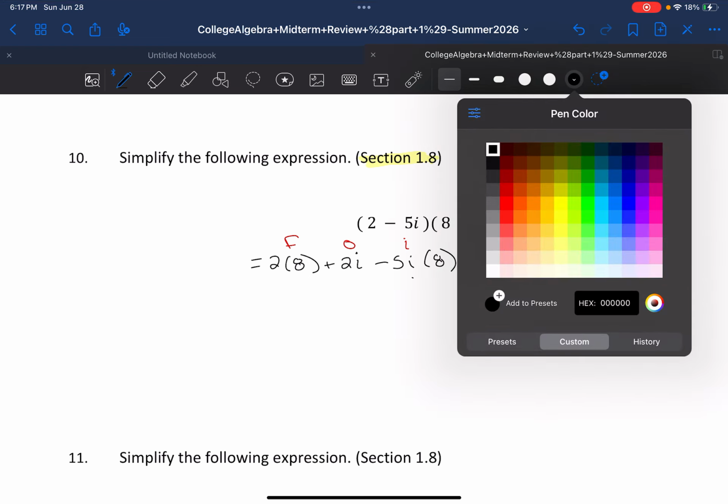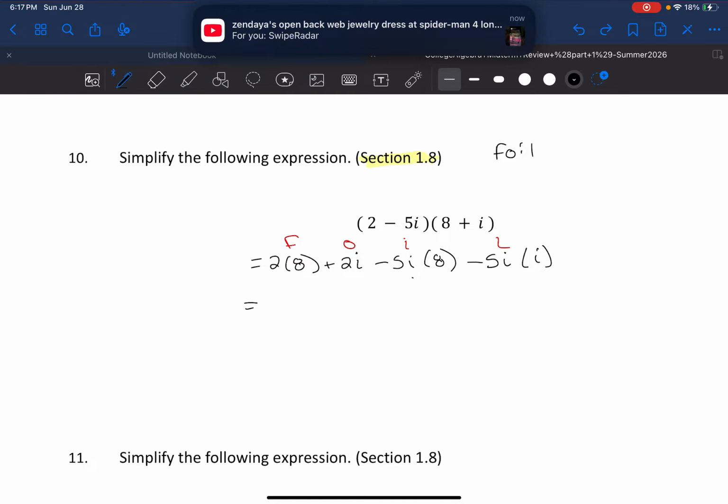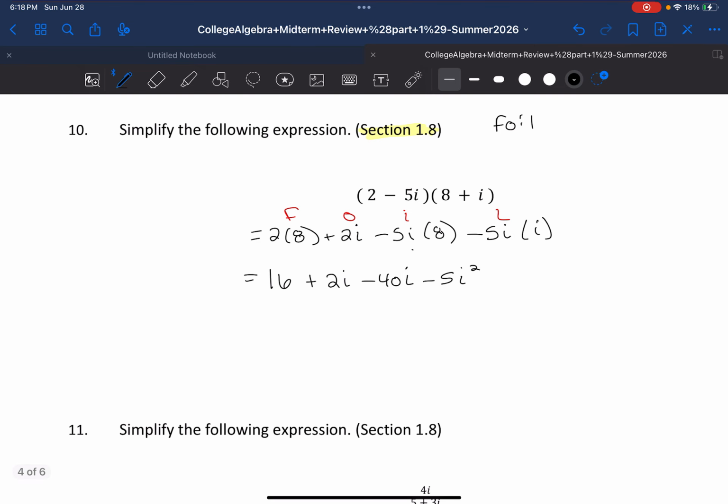All right, and now we will actually do this multiplication. So 2 times 8 is 16. Bring down the plus 2i. Negative 5i times 8 will give us negative 40i. And negative 5i times i will give us negative 5i squared. So now we're going to combine like terms. So we have 2i minus 40i in the middle there. That'll give us negative 38i.